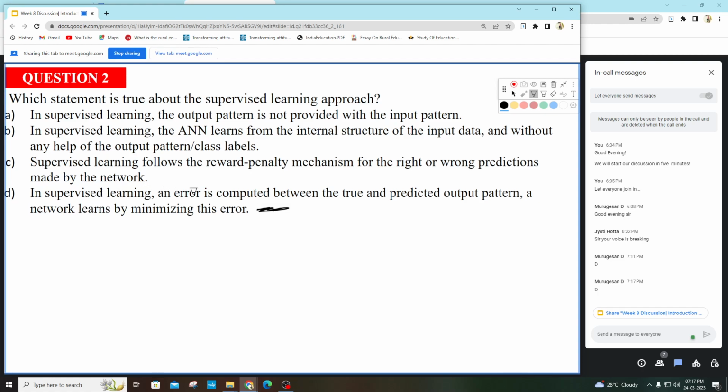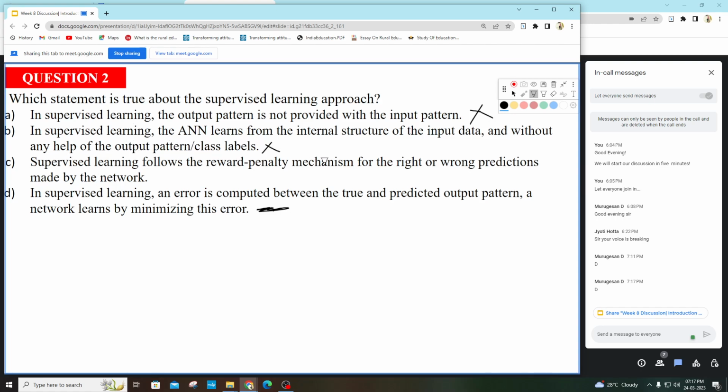So let's check one by one. In supervised learning, the output pattern is not provided. This is absolutely not correct, because I have told you that in supervised learning, output data is also provided with the input data. So this is not correct. Now, in supervised learning, the ANN learns from the internal structure of input data without the help of any output pattern. This is also false because we are supplying the output data.